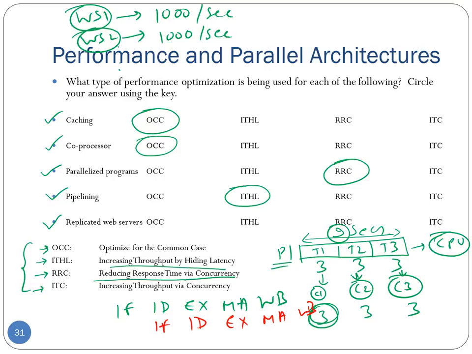So essentially here what we are doing is we are increasing the throughput of this website or this web server by replication. Okay, so each request is still taking the same time, but we have a greater number of hardware, greater number of web servers, so they are now able to serve a much greater number of requests per unit time. So we have increased the throughput by employing this concurrency, right? So this is an example of ITC, right? This last one, increasing throughput by concurrency.